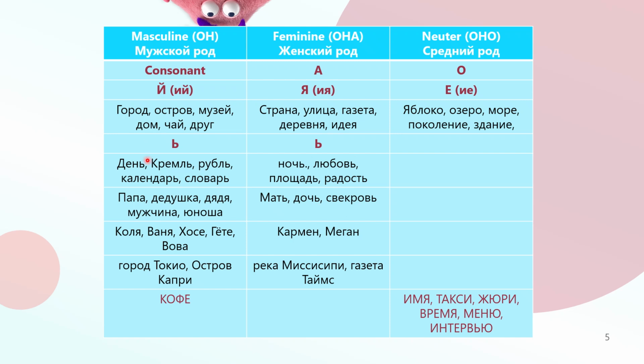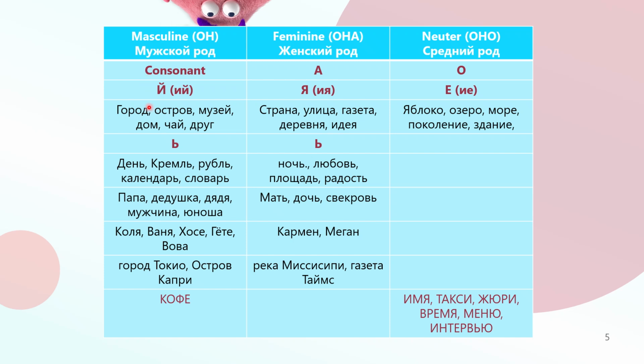Also, male names are always in masculine gender and female names are always in feminine gender. In these cases, the last letter is not important. For example, Вова ends with a, but it is in masculine gender because Vova is the name of a male. Carmen ends with a consonant, but it is in feminine gender because this is a girl's name.